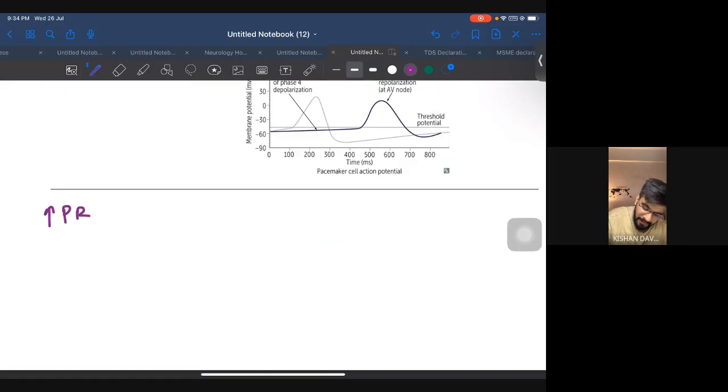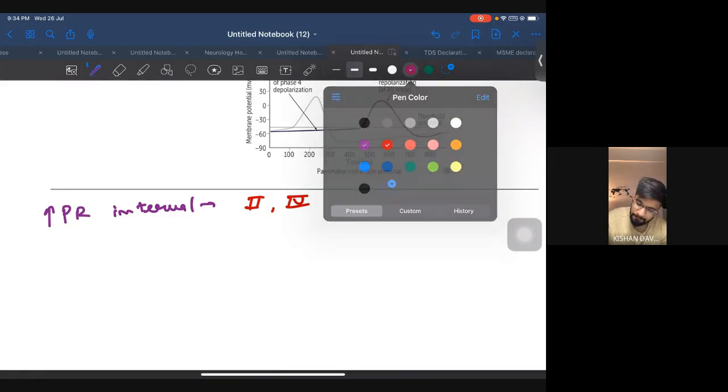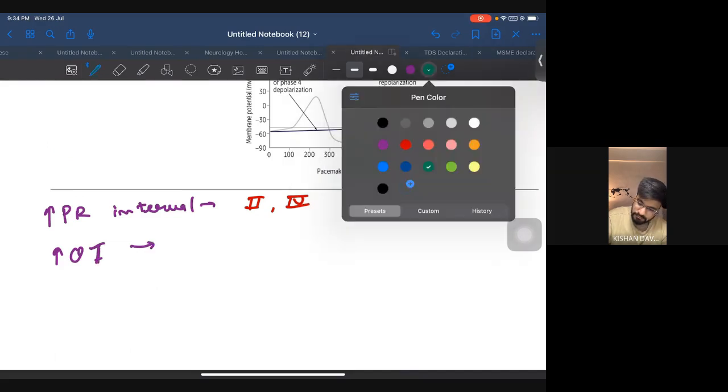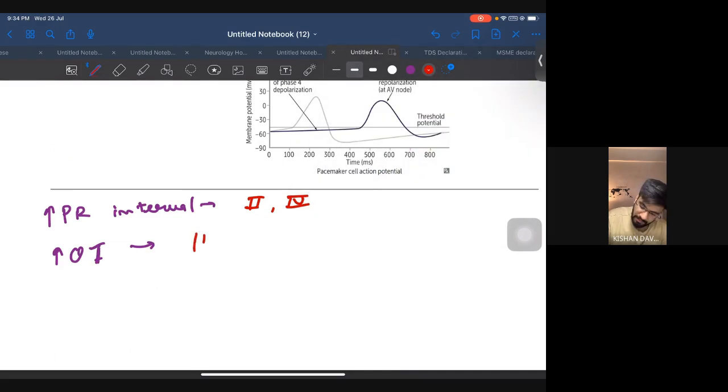Increase in PR interval: class 2 and class 4 of antiarrhythmic. Okay, increase in QT interval: class 3.